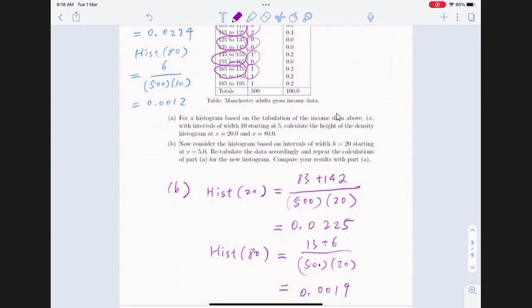This is the idea of why we use area to represent the proportion or the count. It makes sure that even if we change the class intervals, the shape of the histogram and the data distribution will still be preserved. It won't be distorted. Is there any question? This is the key idea about constructing the histogram.